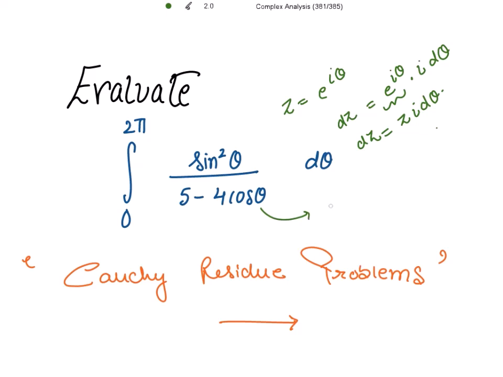And also this cos theta can be written as e to the power iota theta plus e to the power minus iota theta divided by 2. So replacing this e to the power iota theta with z, this is z plus 1 by z into 1/2. So we have to put all these details into such kind of integrals, right? Let's start with the solution.